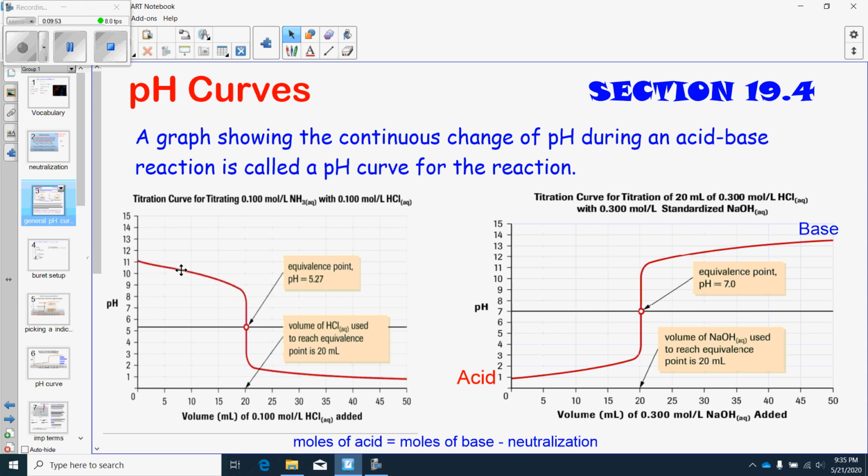In this kind of flat section, it's called a buffer zone. And we'll talk more about that. That's our second topic this week, what buffers are. The buffer is actually part of the indicator that we put in there. So when we choose an indicator, it's got a buffering system in it. But that buffer, just like you use the word buffer, if you're buffering from somebody, you're trying to protect them. Well, that buffer is going to protect the pH, and it's going to keep that solution basic as long as it possibly can. But then eventually it just can't handle it anymore.